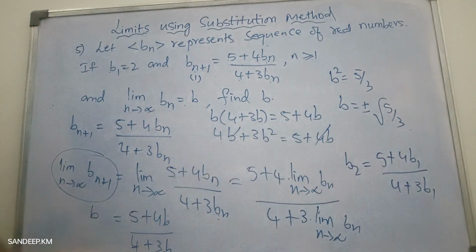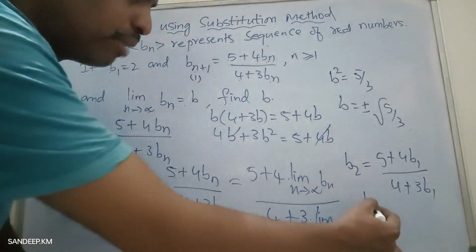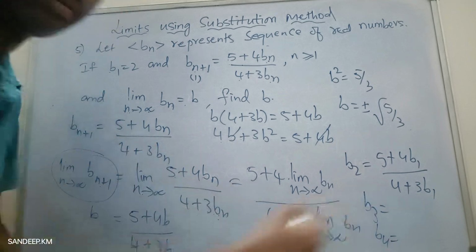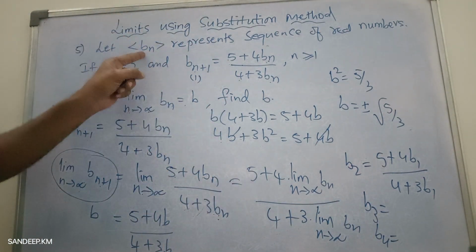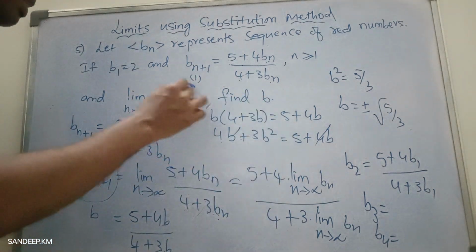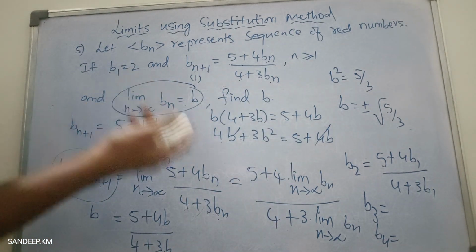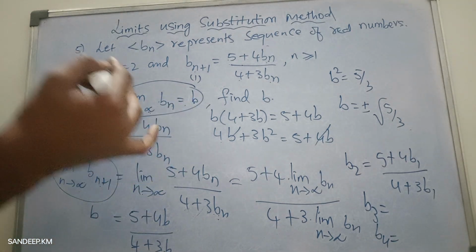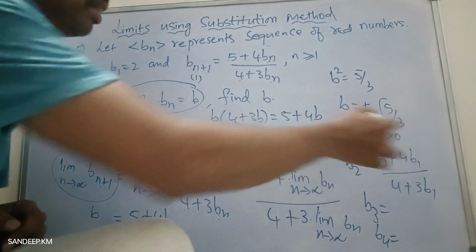b2 will be positive. Why is b2 positive? Because b1 was positive. Same way find b3, b3 will be positive. Find b4, b4 will be positive. Like that every term will be positive. You only try to find b3 and b4, right? You will observe the pattern. Every term will be positive only. So in the sequence, every term is positive, which means even when n approaches infinity, bn is also positive only. That means the b value also should be positive only.